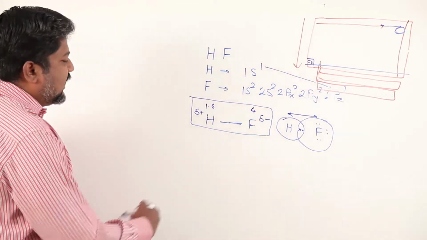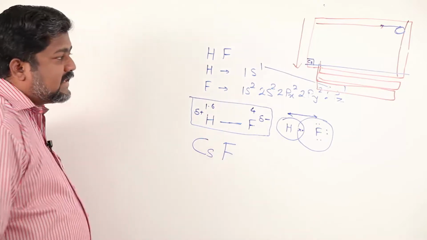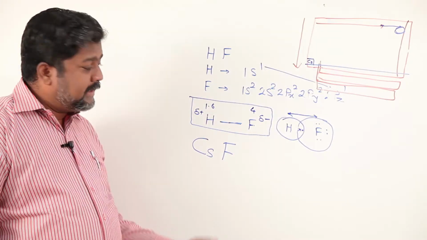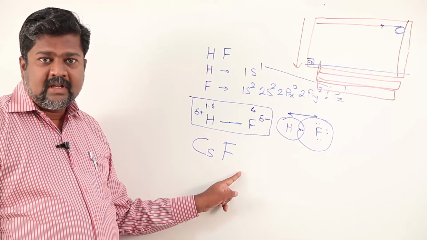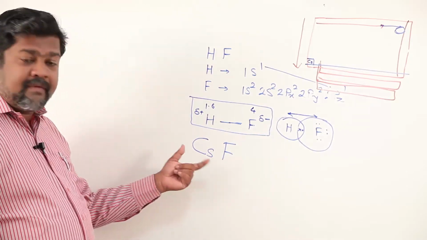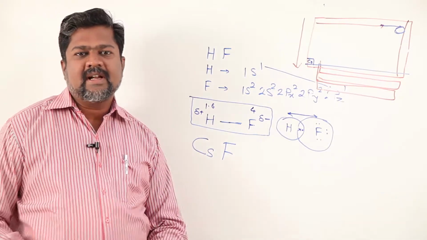So cesium fluoride should show the highest polarity. Polarity means what? Fluorine is attracting the electron cloud maximum towards itself, whereas cesium will not be able to attract it back because cesium has very little electronegativity.